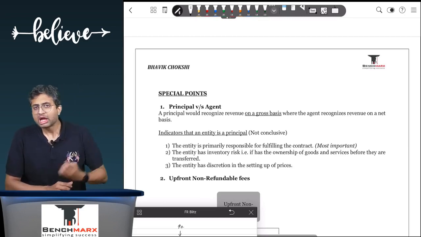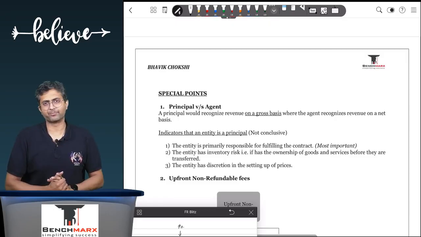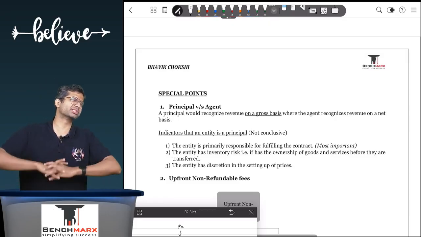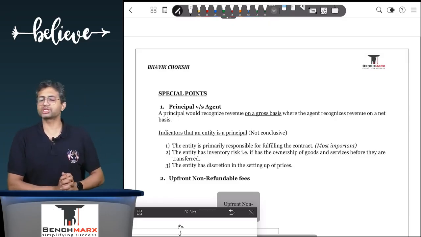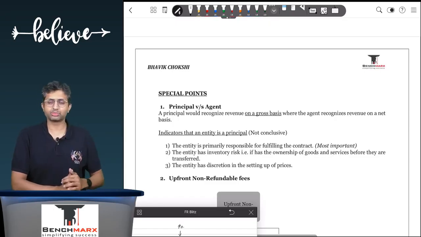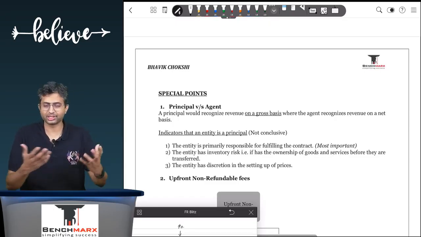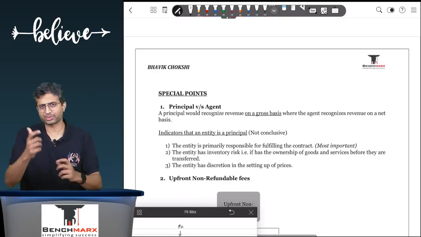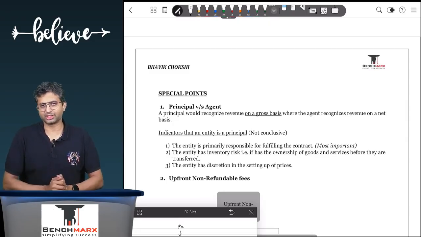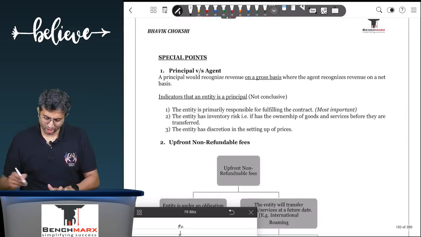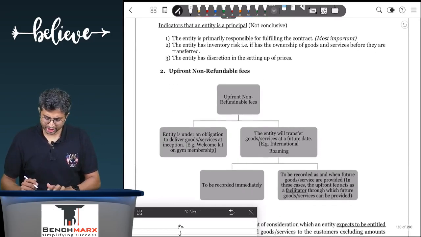Generally agents do not have inventory risk, while principals do have inventory risk, and they are also responsible for pricing discretion. They can set prices in the manner that they want. Okay, so this is principal versus agent.